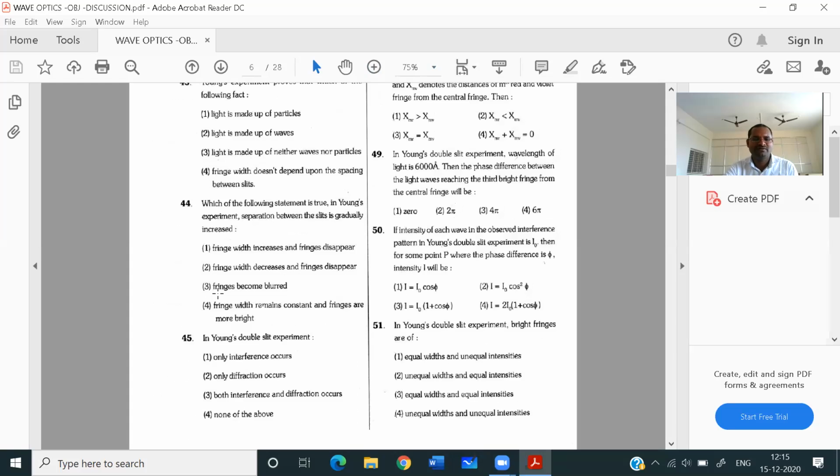Question number 45. In Young's double slit experiment, what happened? Only interference occurred? Yes, interference occurred. One more option: only diffraction occurred? No, only diffraction doesn't occur. Both interference and diffraction occur. Yes, this is the right answer.